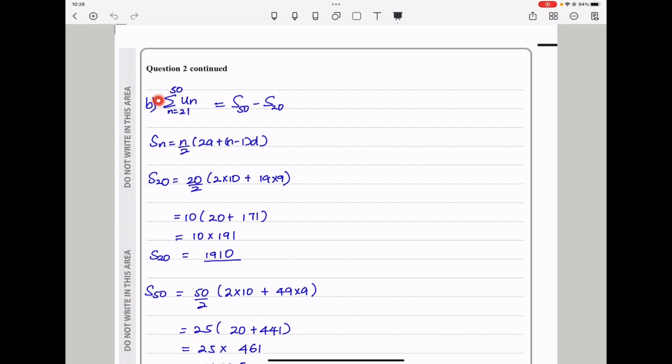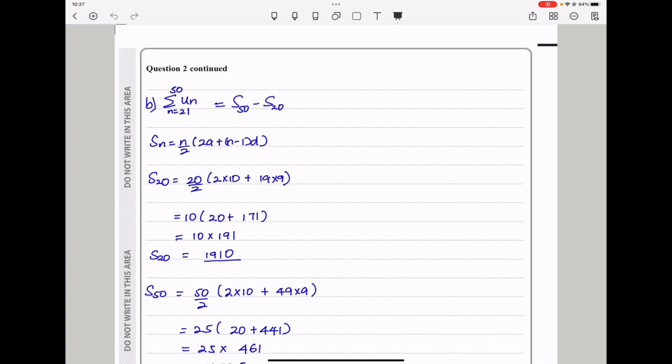To find this sum here, it should be the sum of the first 50 terms minus the sum of the first 20 terms. So we know for any arithmetic series, the sum of the terms is equal to n over 2 into 2a plus n minus 1 times d. So for the first 20 terms, it's going to be 20 over 2 into 2 times 10, because a is 10, plus, this is the first 20 terms, so n minus 1 is 20 minus 1, which is 19, times d, which is 9.